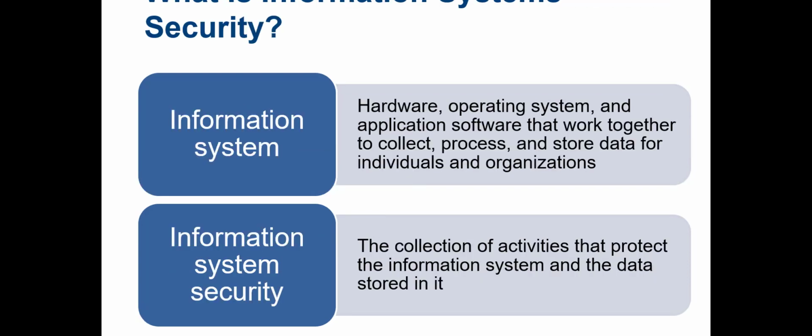Let's take a look at what information system security is. The term security is easiest to define by breaking it into pieces. An information system consists of the hardware, operating system, and application software that work together to collect, process, and store data for individuals and organizations. Therefore, information system security is the collection of activities that protect the information system and the data stored in it.